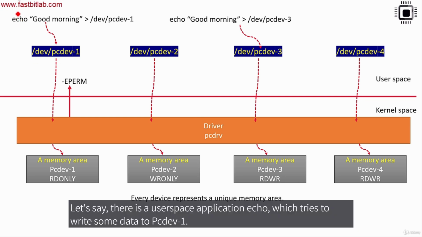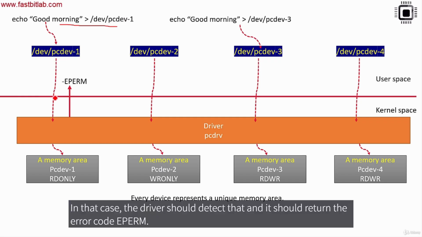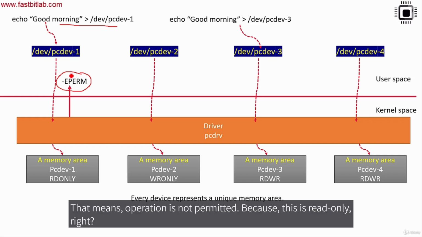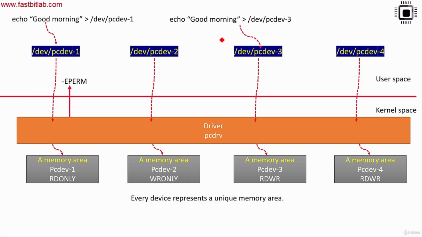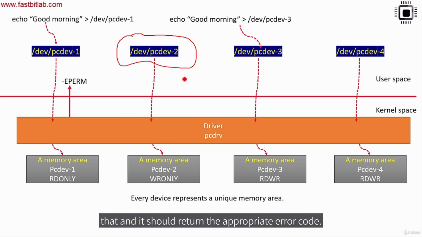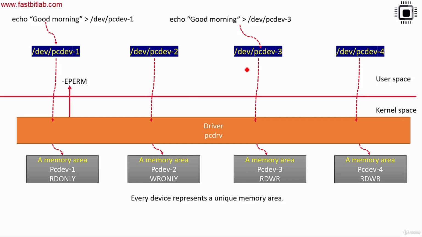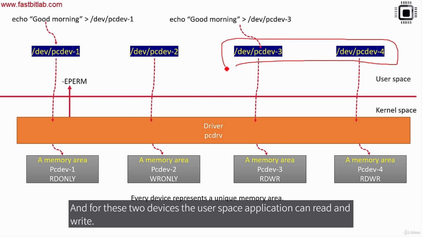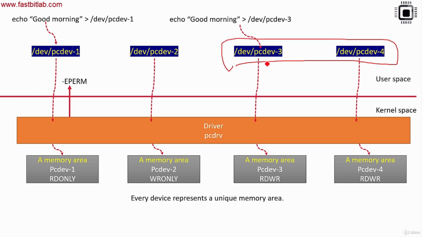Let's say there is a user space application, echo, which tries to write some data to PCDev1. In that case, the driver should detect that and return the error code EPERM. That means the operation is not permitted because this is read-only, right? In the same way, if an application tries to read from the write-only device, the driver should detect that and return the appropriate error code. And for these two devices, the user space application can read and write.